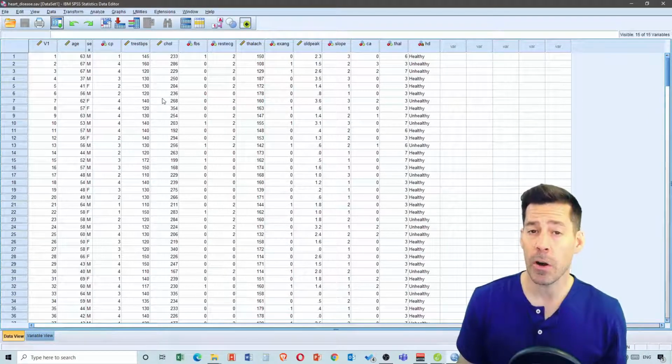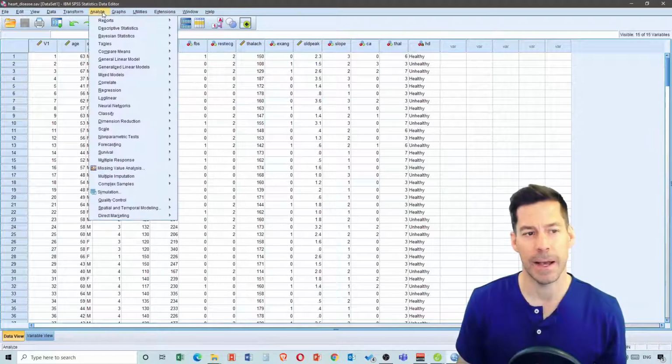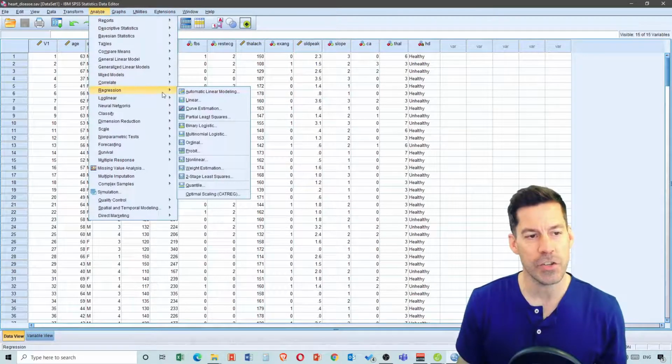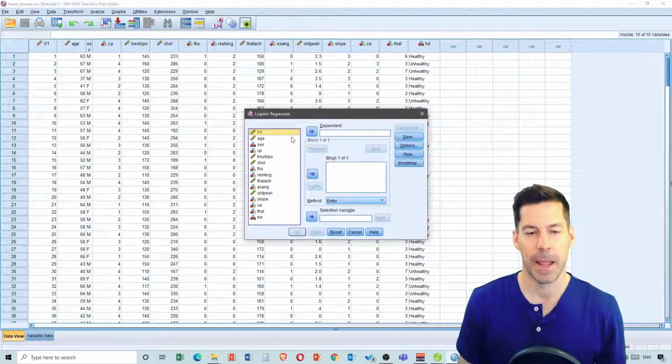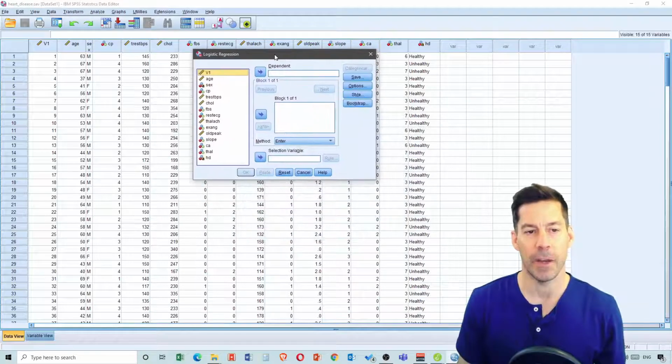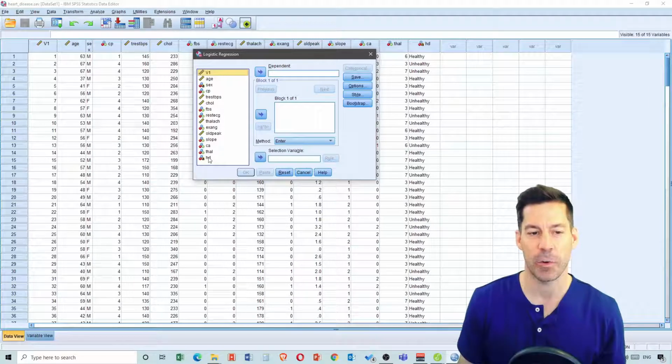So we'll start off by going up to Analyze and down to Regression, and below this we have Binary Logistic Regression. We're going to select that. And that will open up this window. So the first thing we're going to do is select our dependent measure. And remember, I told you that that is this last one here, heart disease. We'll put that into the dependent measure.